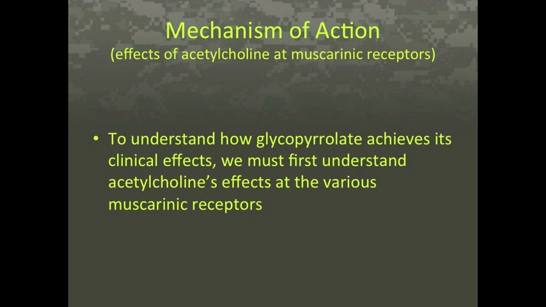Okay, so remember that glycopyrrolate works by competitively binding to muscarinic receptors, which in effect means that it is just blocking the effects of acetylcholine, therefore preventing acetylcholine from doing its job. In other words, glycopyrrolate doesn't actually do anything once it binds to the muscarinic receptors. It just sits there like a key that fits into a lock, but can't actually open the door. So to fully understand how glycopyrrolate achieves its clinical effects, we must first understand acetylcholine's effects at the various muscarinic receptors.